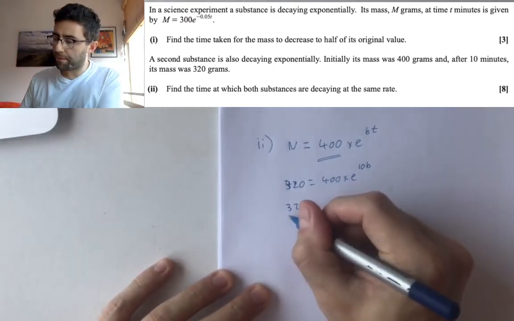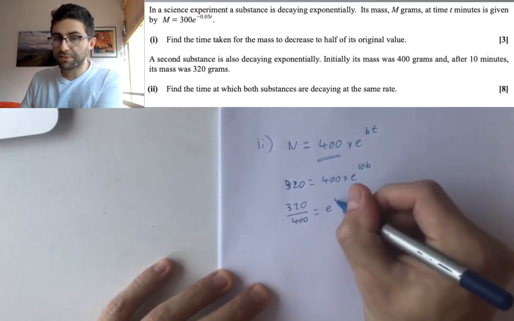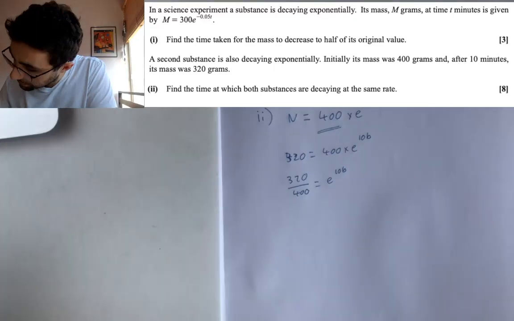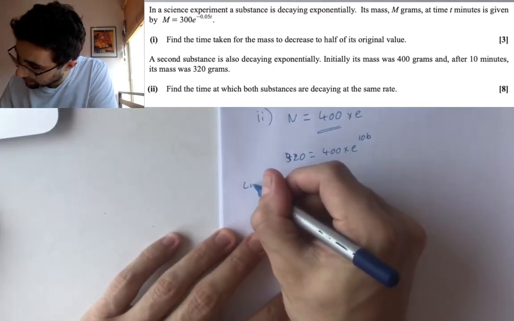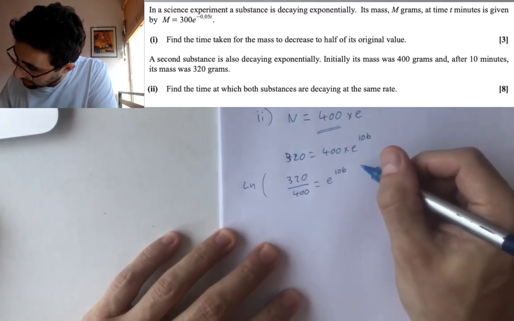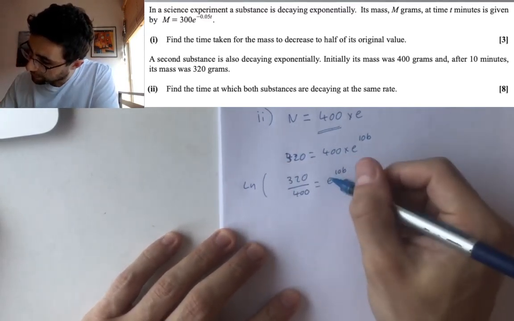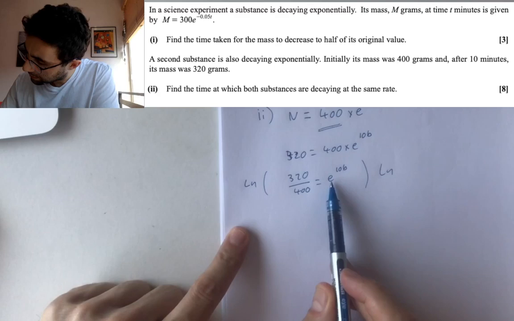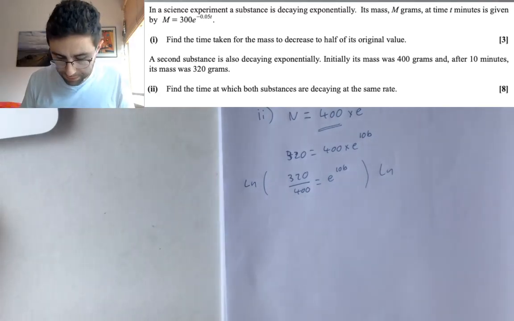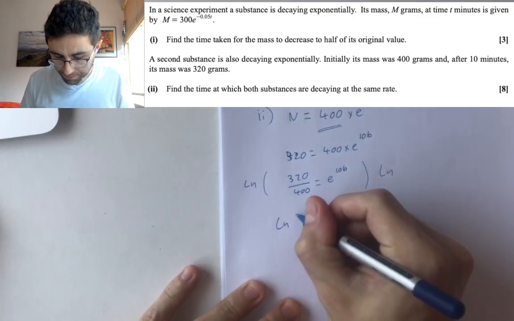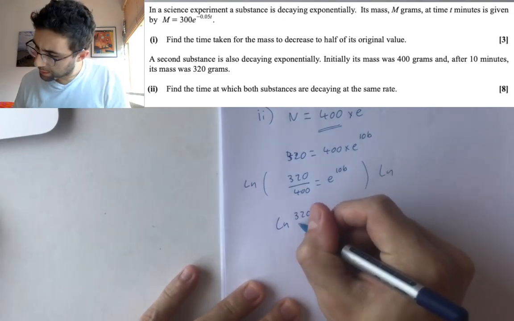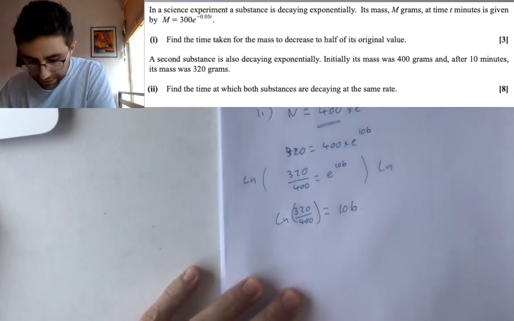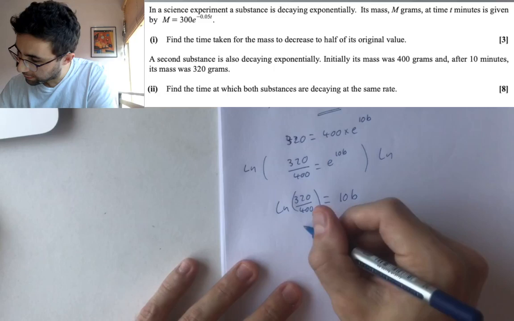To undo that exponential, I'll take natural log of both sides. So the left-hand side becomes ln of 320 over 400. That could probably be simplified. That'll be 10b on that side. So b should be ln of 320 over 400 divided by 10. I need to divide that by 10. Yeah, that looks good. Minus 0.0223. Let's go with that.